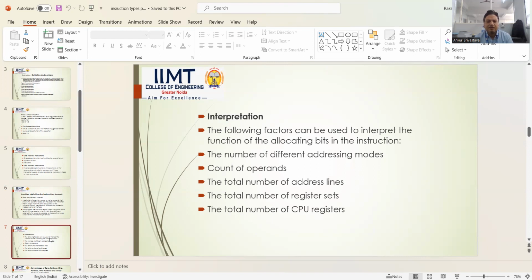Let us take an example over here. D is equal to X plus Y plus Z. So the total number of register sets required is 3, for X, Y, and Z. Count of operands is 3, that means the operands are X, Y, and Z. The total number of address lines, if we are taking 3 operands, 1 address line is sufficient, or some other address lines can also be taken.